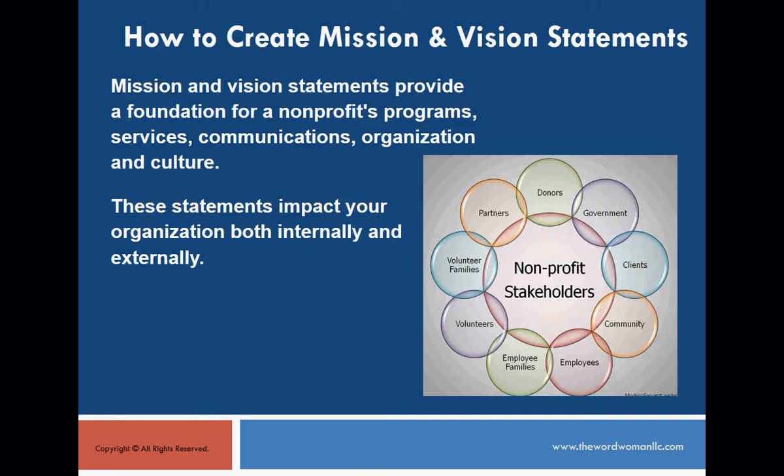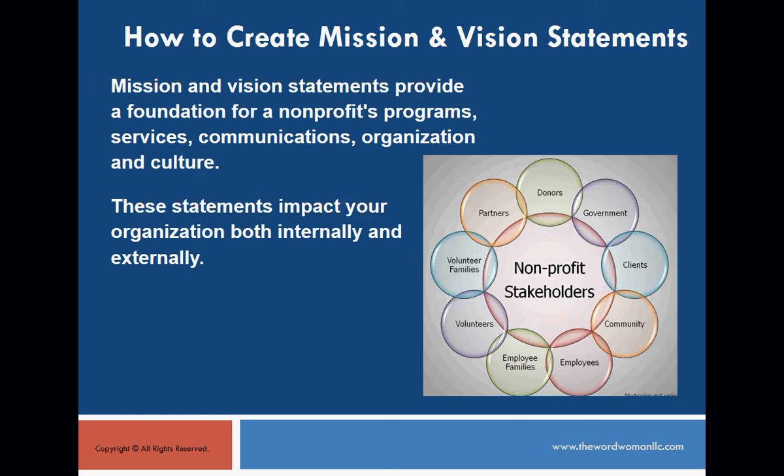So mission and vision statements, as I said, provide the foundation for your organization for everything, including your programs, your services, your communications. What messages do you put out into the ether about what you do and how you do it? The organization, how it functions operationally, and the culture within your organization are all built upon the mission and vision statements. And as I said, these statements impact your organization both internally and externally.